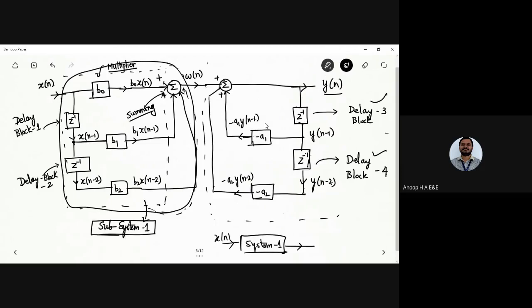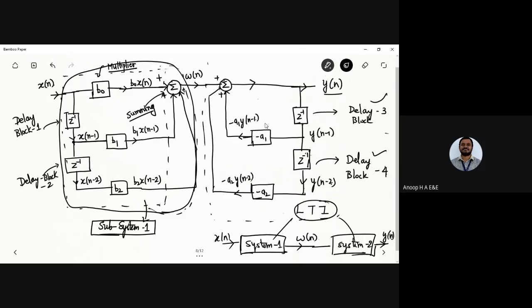So this is w of n. Now it passes through system 2, and this is the output y of n. So system 1 is there and system 2 is there. All these systems are said to be linear time invariant systems. I repeat, all these blocks are called linear time invariant systems.